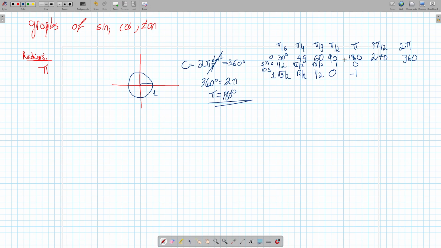And then for cosine, it's the same thing, but just flipped. Instead of starting at 0 and then 1, we start at 1, then 0, and then we start at 3, then go down to 1. Okay, you can do that whatever you want. Anyways, so the graphs of sine, cosine, and tan.